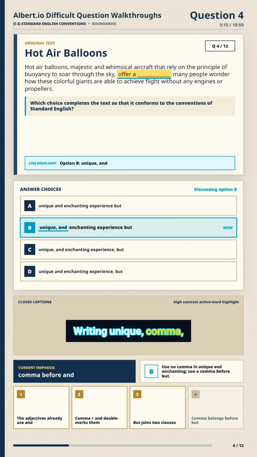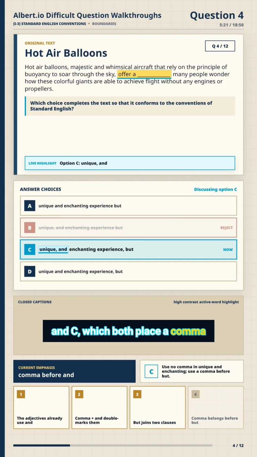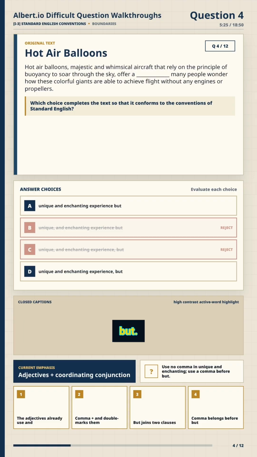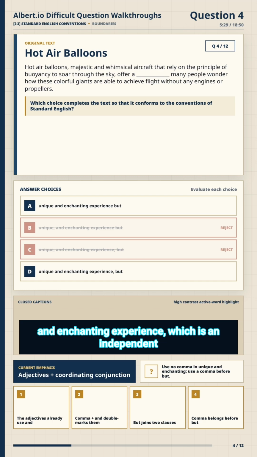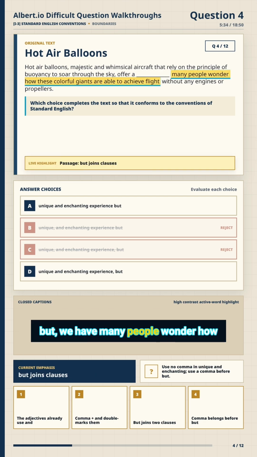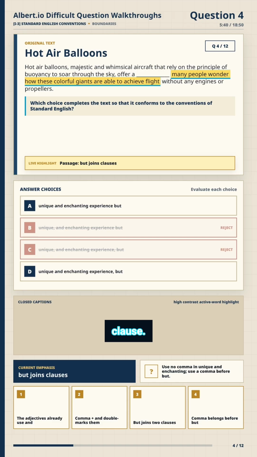Writing "unique, comma, and enchanting" is like saying "and, comma, and." That eliminates options B and C, which both place a comma before "and." The second rule concerns the conjunction "but." Before the blank, we have "hot air balloons offer a unique and enchanting experience," which is an independent clause. After "but," we have "many people wonder how these colorful giants are able to achieve flight without any engines or propellers," which is another independent clause.